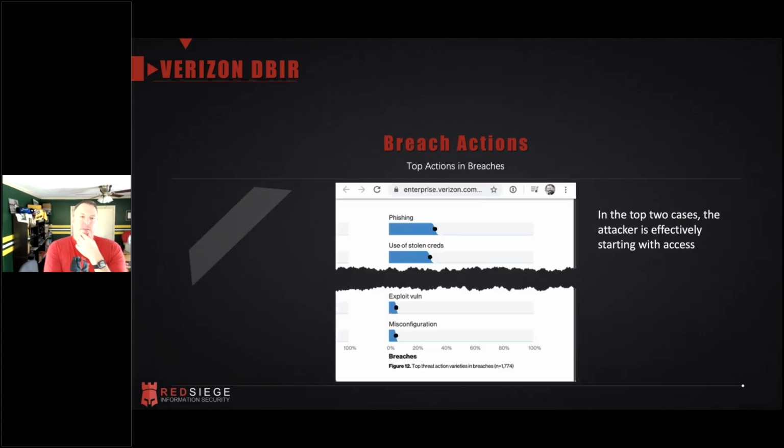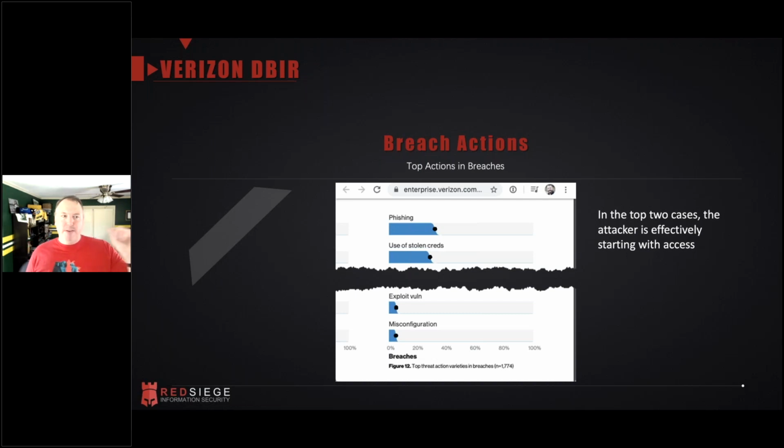To take it even further, this is an interesting split. This is from the 2019 Verizon breach report. We've got phishing and use of stolen creds as the top breach actions. And you'll actually see way down at the bottom is exploiting vulnerabilities, right? Way down at the bottom. That is a very small number, right? And I'm going to bring up that point here in just a little bit.